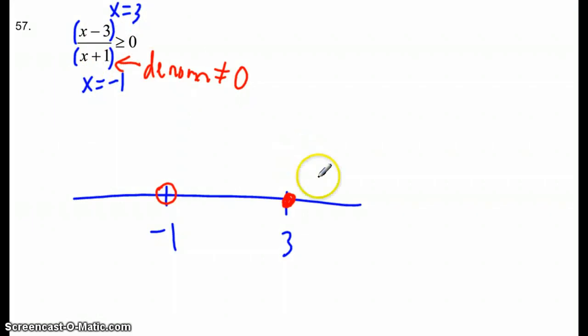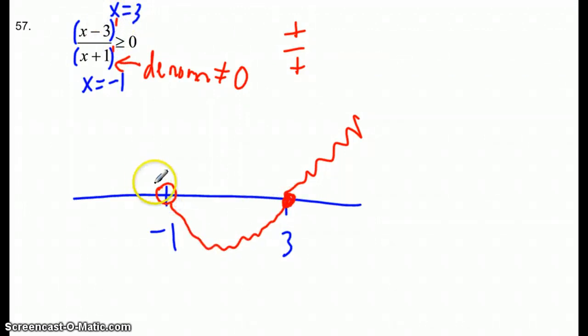So I'm going to plug in some value bigger than 3. Let's say 5. 5 minus 3 is positive. 5 plus 1 is positive. A positive divided by a positive is positive. So I'm going to start above the line, or positive. Both of these are to the first power, so it's going to go through, get to here, come on up. And what is my question really asking for here? Greater than or equal to 0. That would be above the line or on the line, and above the line over here.